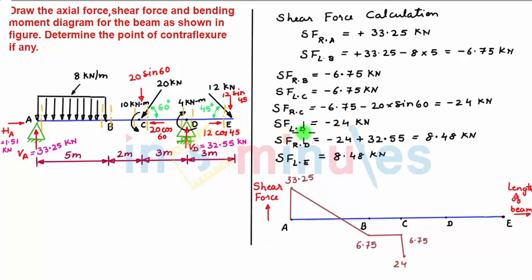Shear force towards left of D is minus 24 kilonewton. So let me plot minus 24 kilonewton below point D, and connect it with a horizontal straight line, since the variation of shear force is 0. The shear force towards right of D is plus 8.48 kilonewton. So the shear force at point D is changing from minus 24 to plus 8.48. Let me plot plus 8.48 kilonewton shear force above point D and connect it with a vertical line.